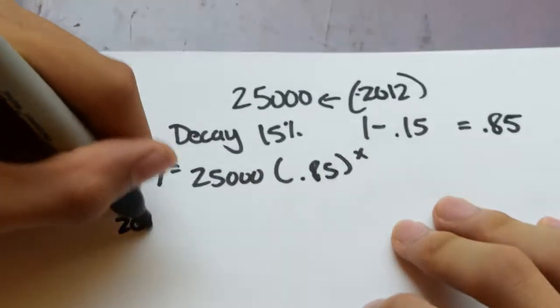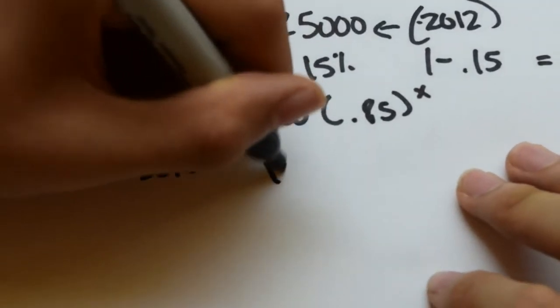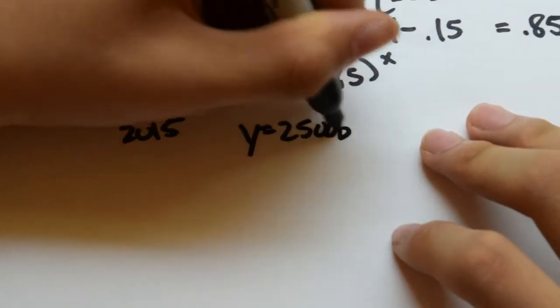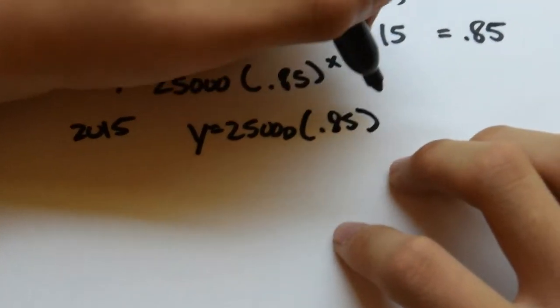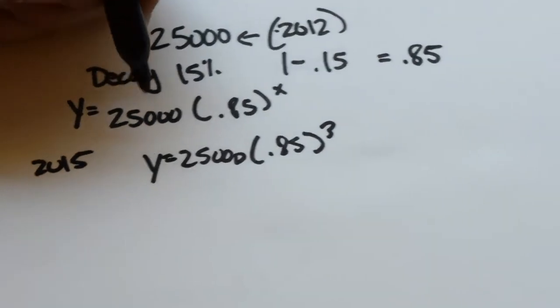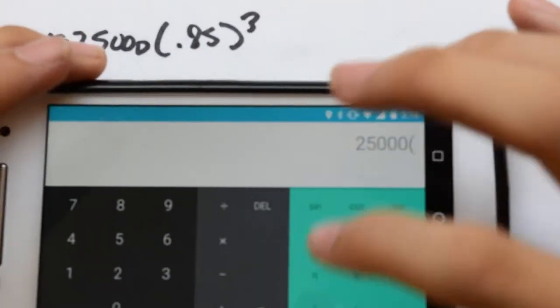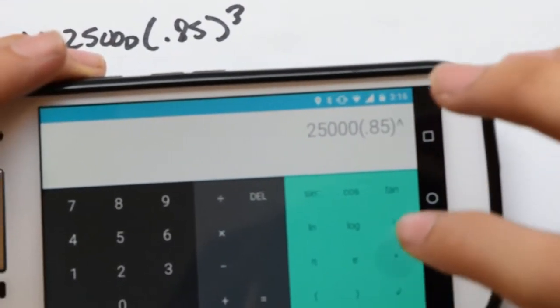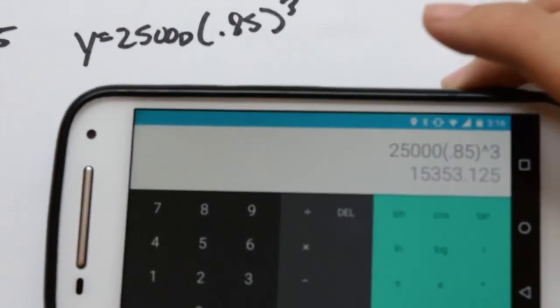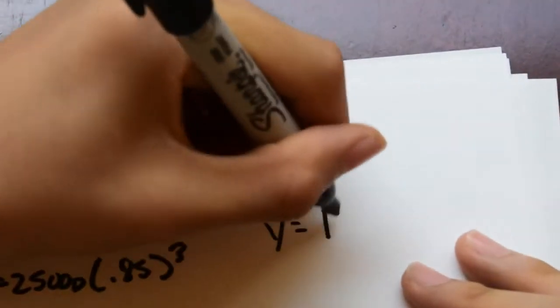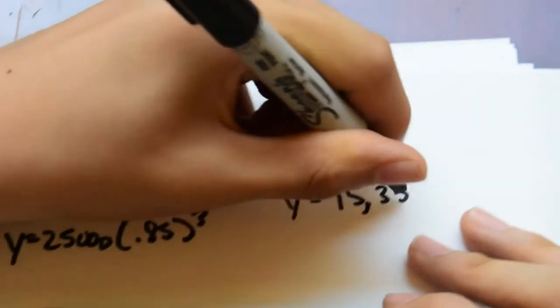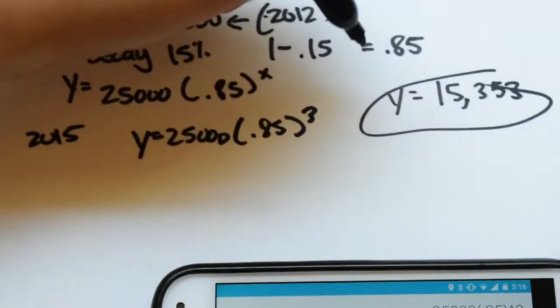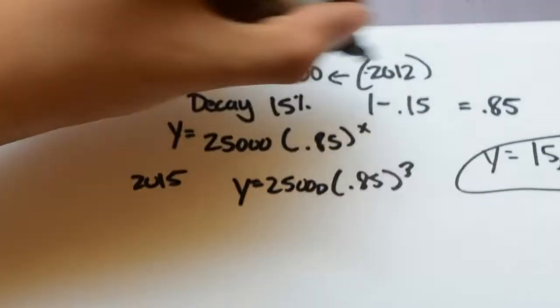So for instance, if I wanted to find 2015's amount, we'd go y equals 25,000 initial amount times 0.85 to the power of 3, because 2012 to 2015 is 3 years. So how we're going to do this in the calculator is 25,000 times 0.85 to the power of 3. And bam, we get y equals 15,353. So that would be the bunny population in 3 years from 2012 at this decay rate.